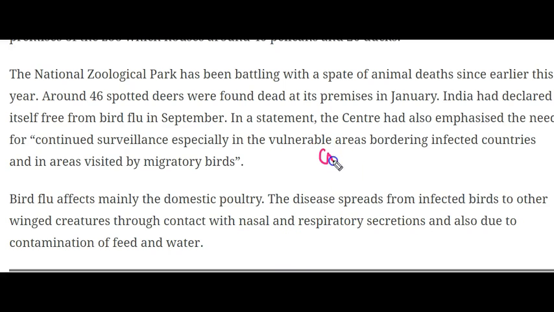So this topic is important for GS Paper 3, and H5N1, H1N1 is one of the important areas for the prelims examination. So prepare thoroughly on this topic.